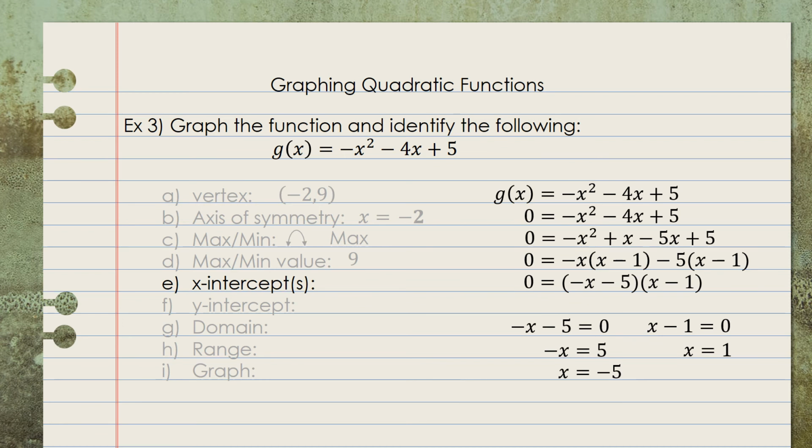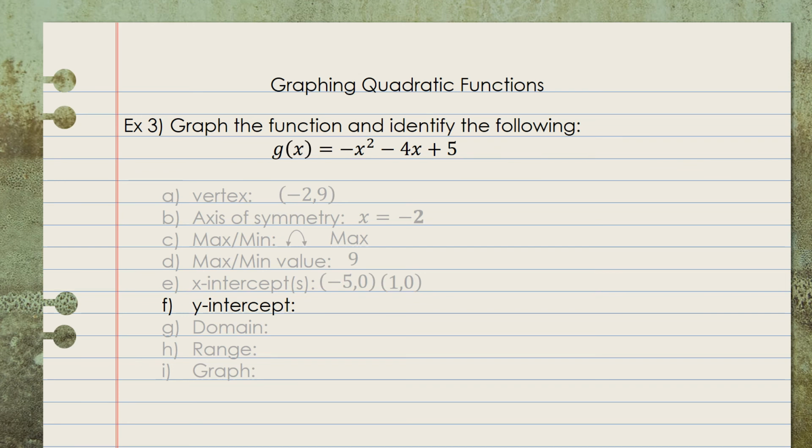Now again, this is one method to go about solving. You may have used a different method, but regardless of which method you choose, you should get the exact same answers. Since we have our solutions, we're ready to write them as x-intercepts. The first one would be negative 5, 0. And the other one would be 1, 0.